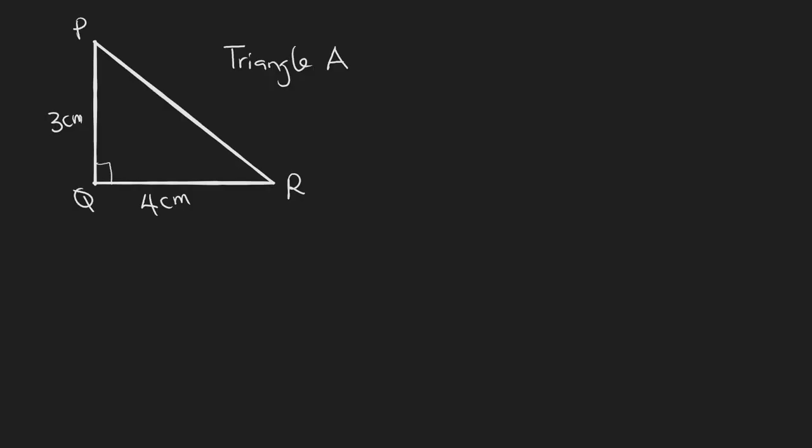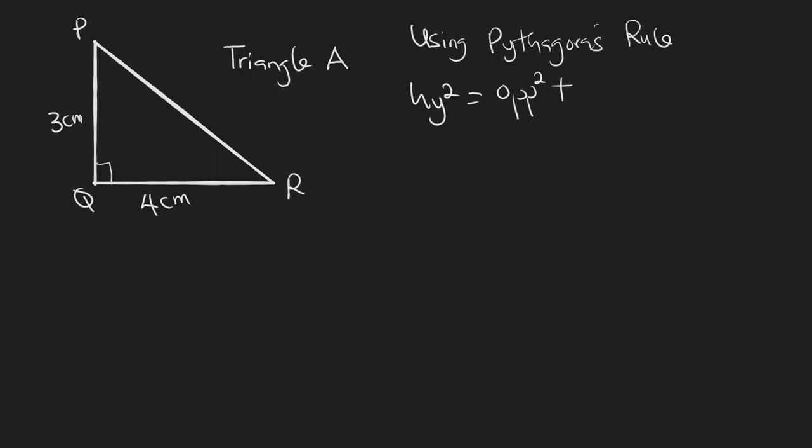Now, calculating the hypotenuse of triangle A, we're going to calculate this PR, right? Calculating PR now using Pythagoras rule. As we know, the Pythagoras rule is used in calculating the side of a right angle triangle. So the Pythagoras rule says that the square of the hypotenuse, which is the longest side, is equal to the opposite square, plus the square of the adjacent. So we have the adjacent square, right?